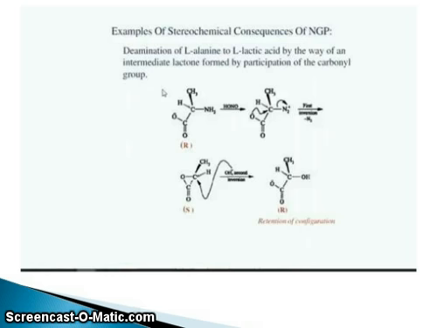So, an example of stereochemical consequences of NGP: deamination of L-alanine to lactic acid by way of an intermediate lactone formed by the participation of the carbonyl group. So you can see the formation of the three-member ring and then it opens.